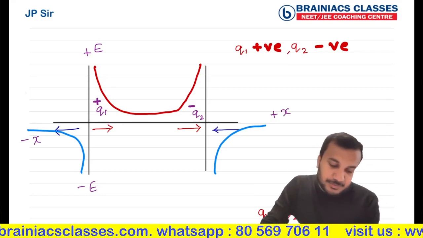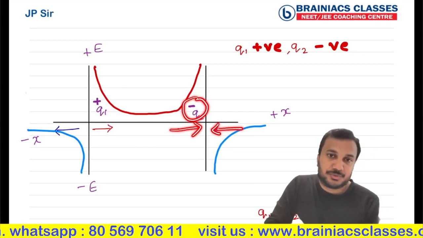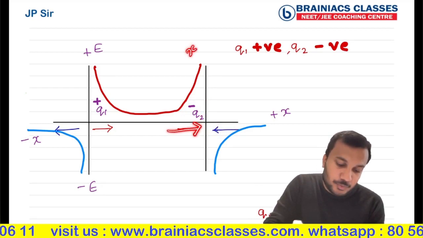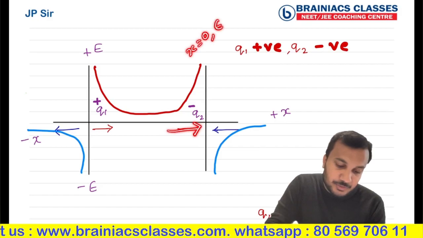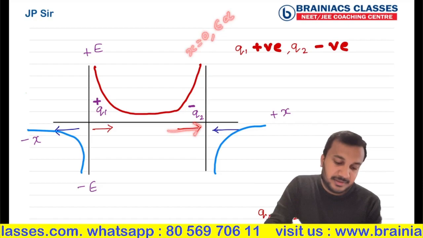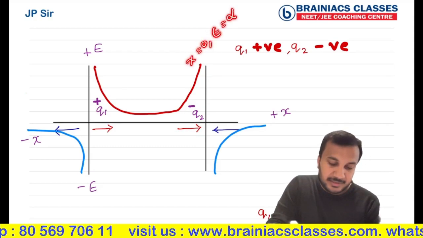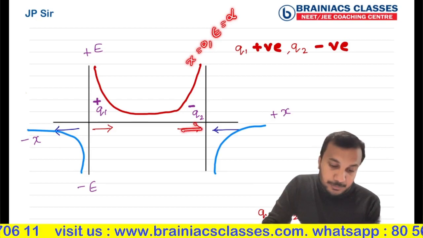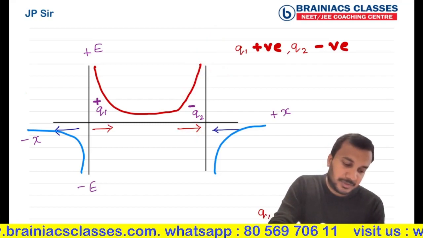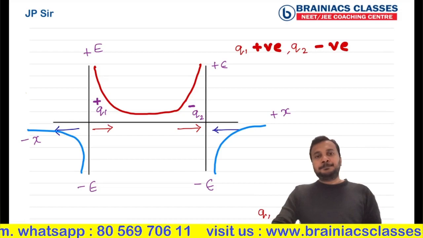We are going to the next charge, minus Q2. Electric field lines are coming inside, from left and right. When distance equals 0, electric field is equal to infinity. When x is equal to 0, E is equal to infinity. But it is moving in what direction? Positive x direction. That's why it is plus E here. So this is also plus E.